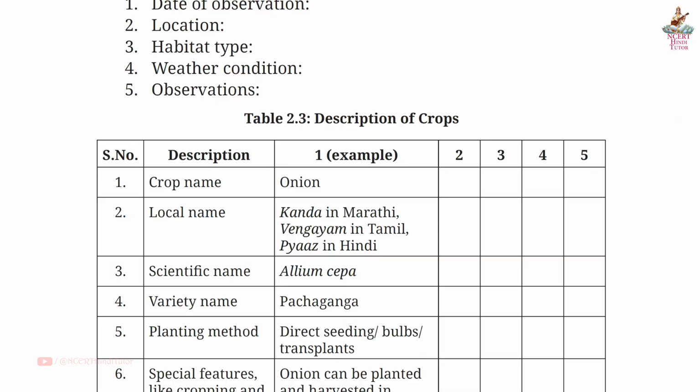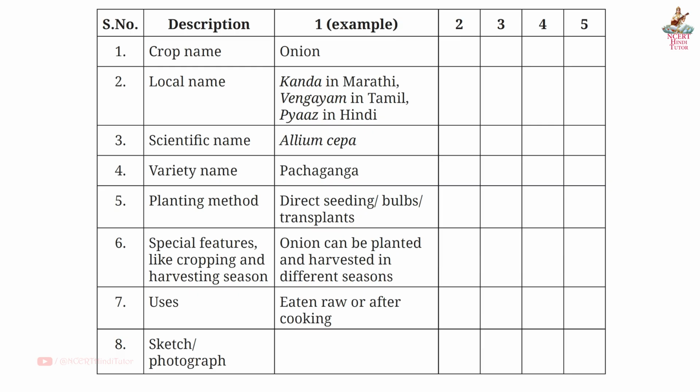Page 43, Table 2.3: Description of crops. First, crop name onion, local name kanda in Marathi, Vengyam in Tamil, Pyaz in Hindi. Scientific name Allium cepa. Variety name Pachaganga. Planting method: direct seeding, bulbs, transplants. Special features like cropping and harvesting season: onion can be planted and harvested in different seasons. Uses: eaten raw or after cooking.